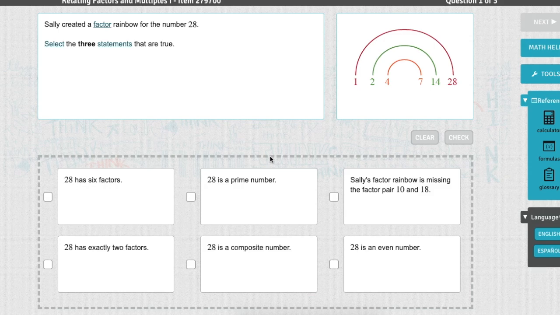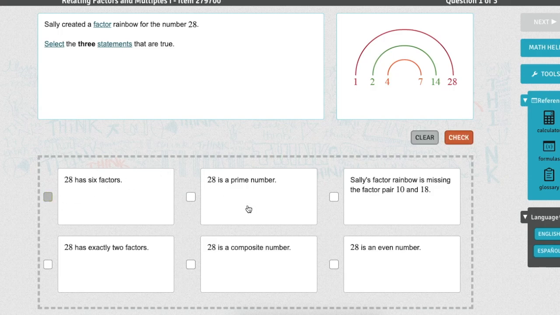Okay, Sally created a factor rainbow for the number 28. Here it is, right here. And she even color-coded it for us. That was so nice. Select the three statements that are true. Does 28 have 6 factors? 1, 2, 3, 4, 5, 6. That's true. There are 6 of them.